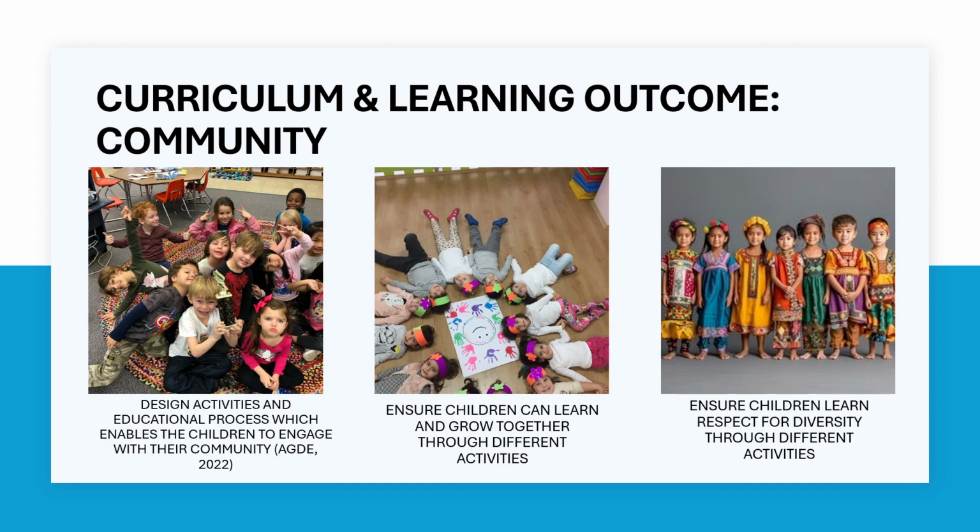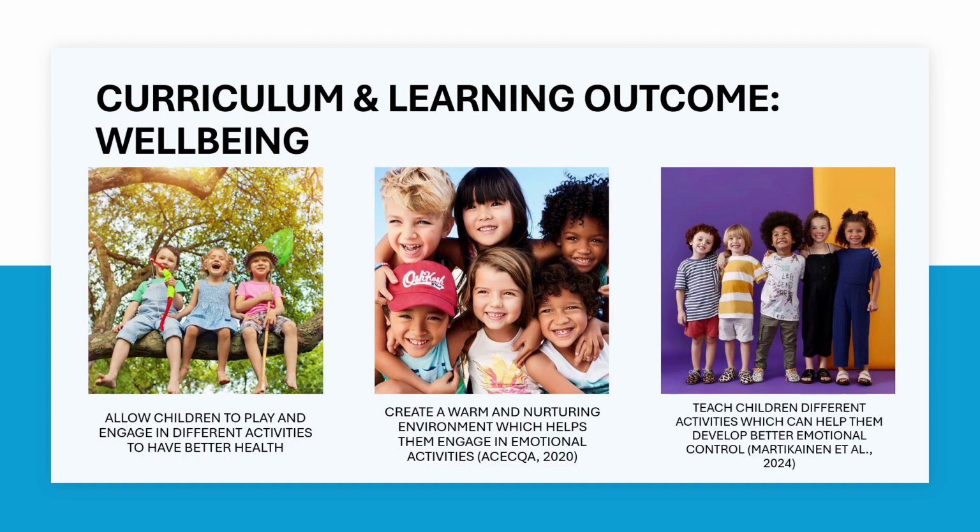Now we're moving to another slide, curriculum outcome community. Community involves children engaging with others and developing respectful relationships. They also learn to appreciate diversity and contribute positively to the world around them. Now we are moving to another slide, curriculum outcome wellbeing. Wellbeing focuses on both physical and emotional development. Children benefit from active play, nurturing environments, and learning how to express and regulate their emotions.